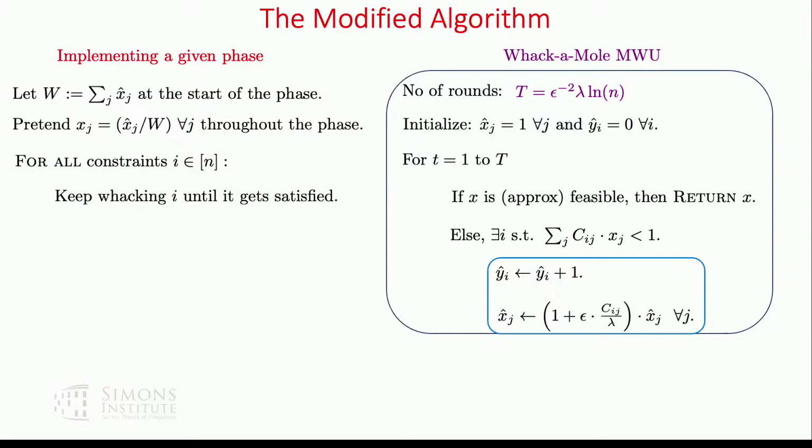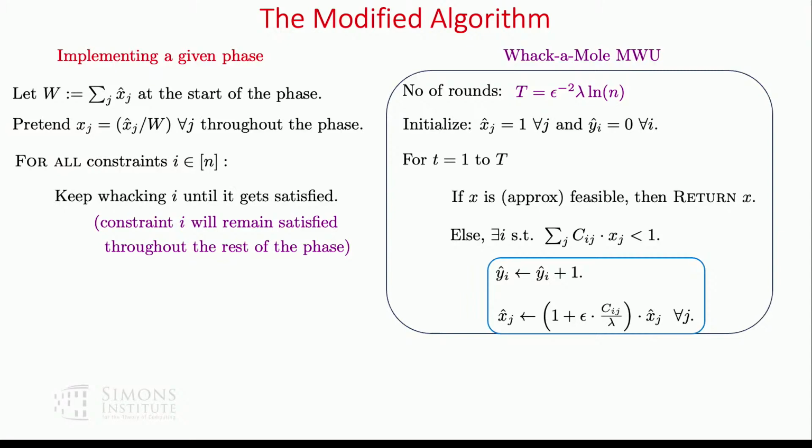And now in this phase, what we are doing is we are just looping through all the constraints one at a time. And whenever we reach constraint I, we just keep whacking it until it gets satisfied. That's how we club together all the whacks. And now here is the crucial observation. For the rest of the phase, once we are done with this, this constraint will remain satisfied. Why? Because capital W did not change and xj hat only increases. So within the phase, the value of xj can only go up.